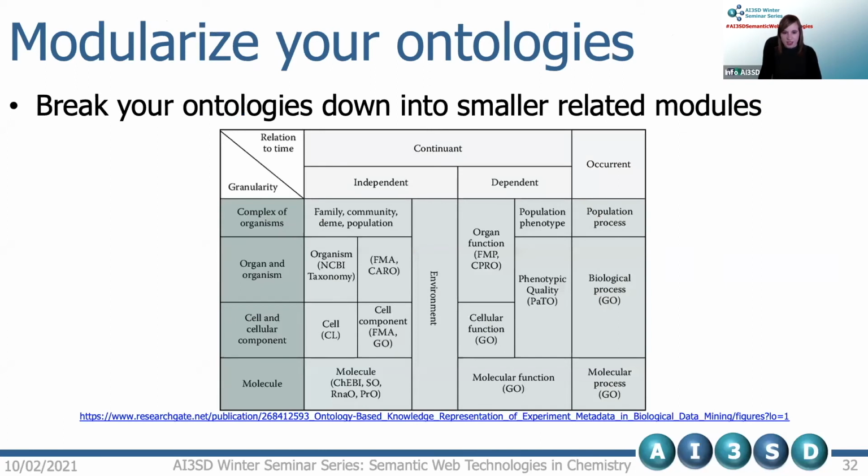Modularizing your ontologies is also really important. It can be tempting just to make a giant ontology of everything you need, but that's not ideal if it encompasses different information. Chunking them down into smaller ontologies of related terms means it is easier for those smaller ontologies to be reused in the future.